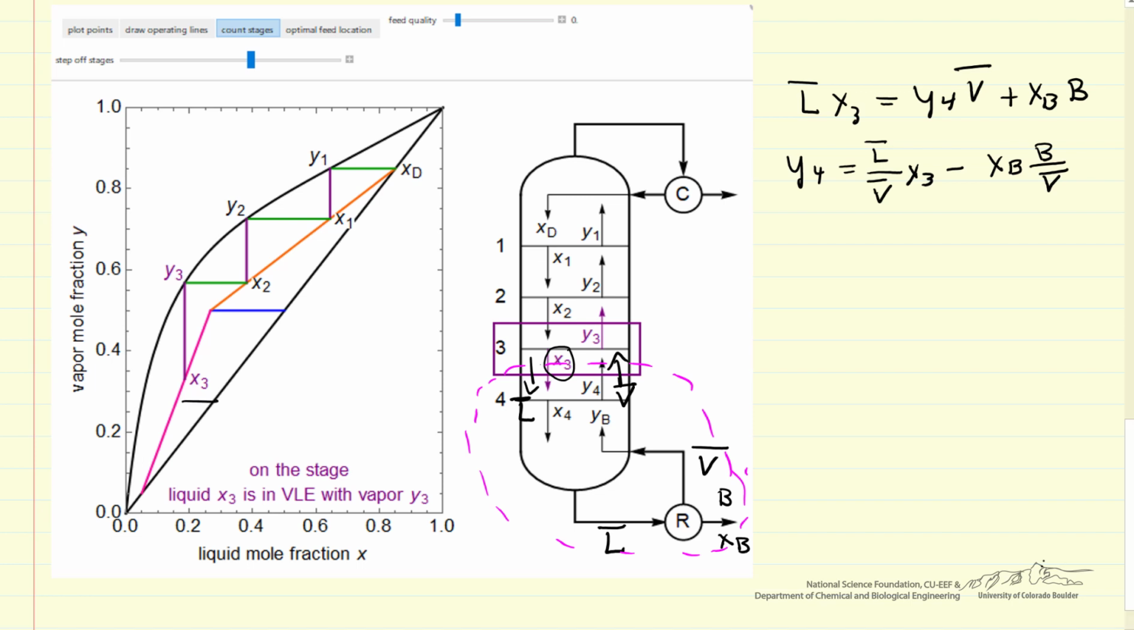This is then the equation for this line, because those points X3 and Y4 have to fall on the mass balance line. Also notice that because the liquid flow rate coming into the bottom is split up into vapor and the bottoms, that means that the slope of this line, L over V, must be greater than 1, as you can see on the plot. So let's look at the simulation briefly.